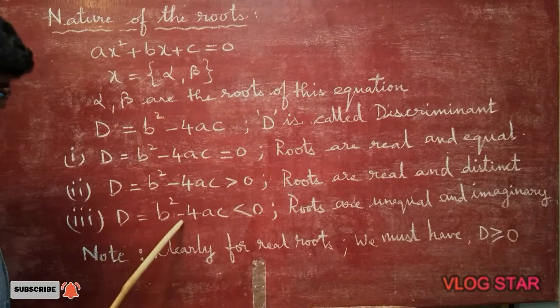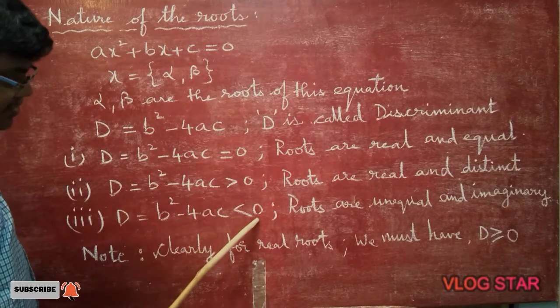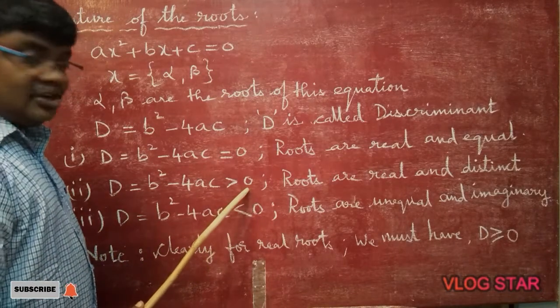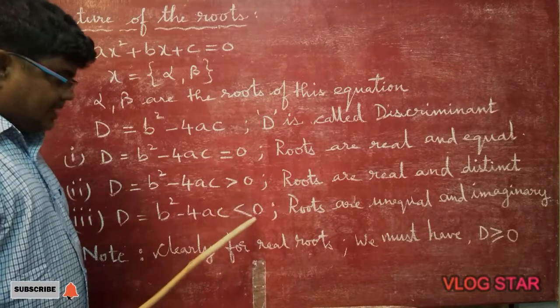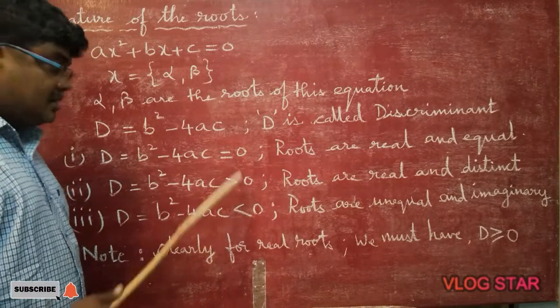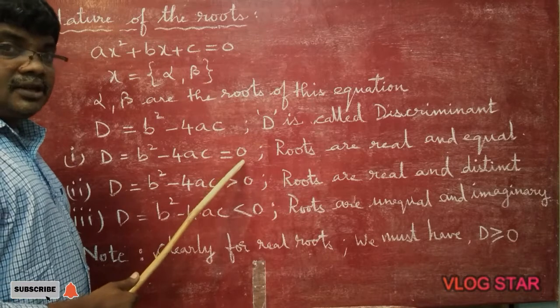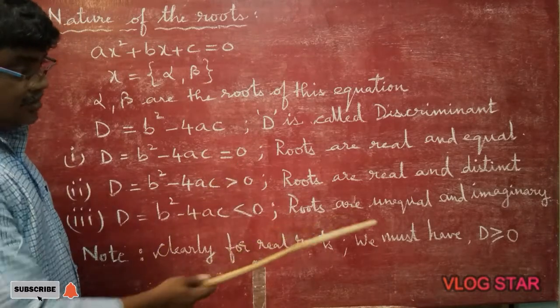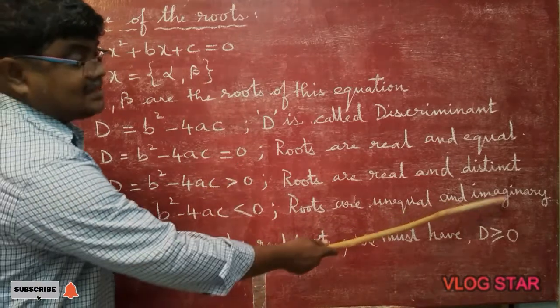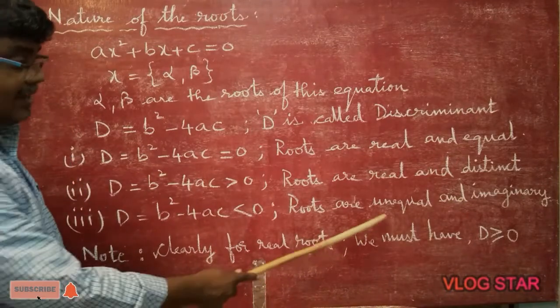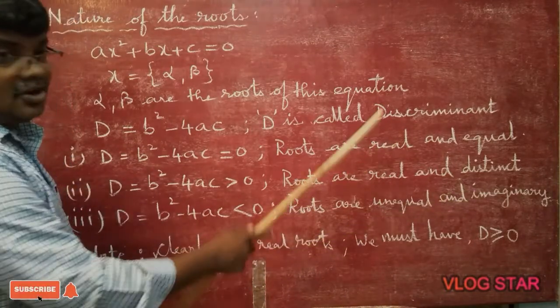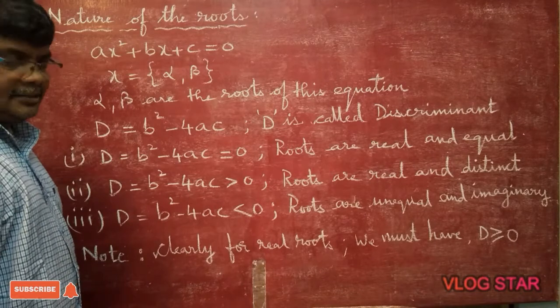Next, discriminant b square minus 4ac less than 0. Greater than 0 means positive numbers. Less than 0 means negative numbers. Equal to 0, neutral, 0. Then roots are unequal and imaginary. Unequal and imaginary. These natures you have to learn by heart.